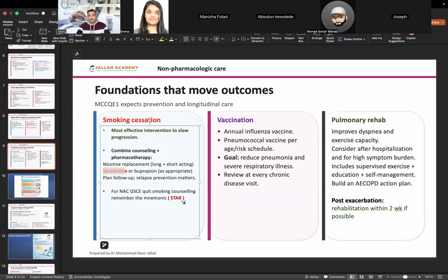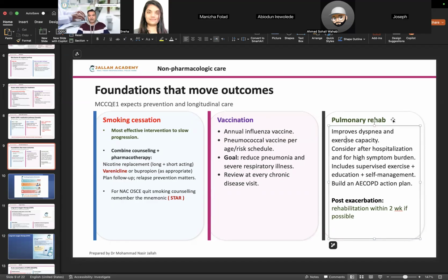Now, again, in the exam, you have to do the STAR. In the next slide, I'm going to show you. Vaccination. So the first is always what? Smoking cessation. The second one is vaccination. When it comes to prevention, they will definitely test you on vaccination about influenza and pneumonia. Okay, so remember these two. Reduce pneumonia and severe respiratory illness, review at every chronic disease visit.